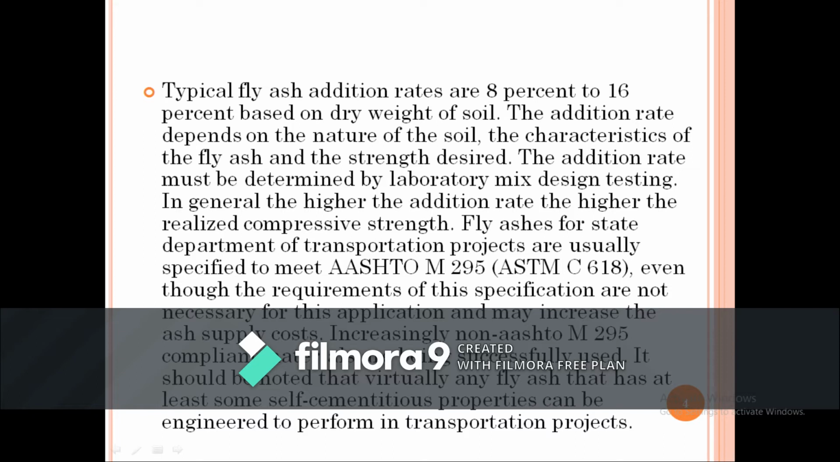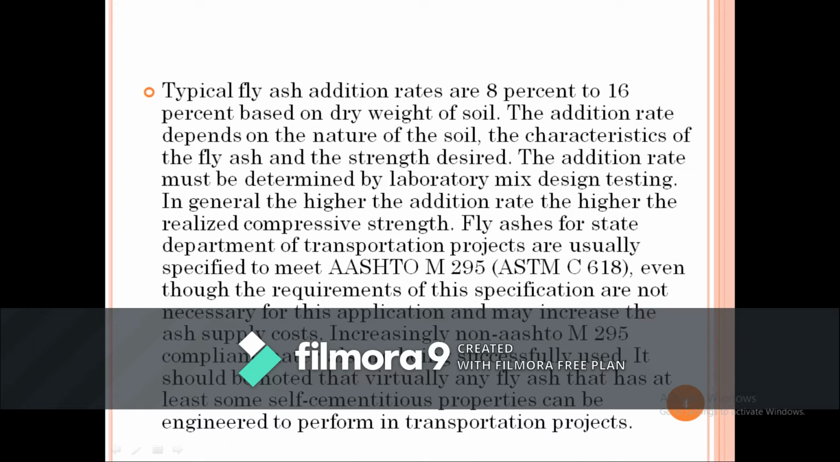Increasingly, non-ASTM M295 compliant materials are being successfully used. It should be noted that virtually any fly ash that has at least some self-cementitious properties can be engineered to perform in transportation projects. So, it is not only ASTM M295 material; material which is not compliant to that can also be used. But the only thing is you need to see that it has enough cementitious properties so that it can perform well in your transportation projects.